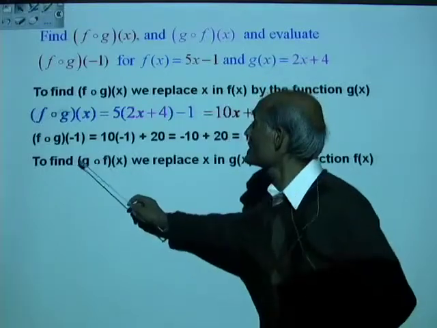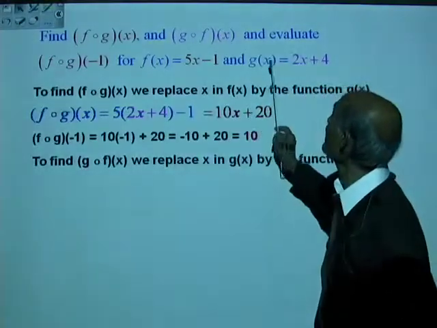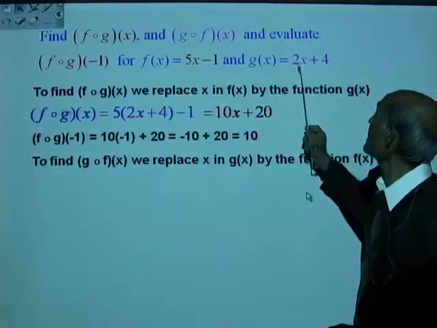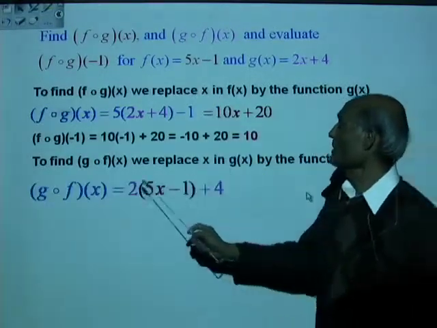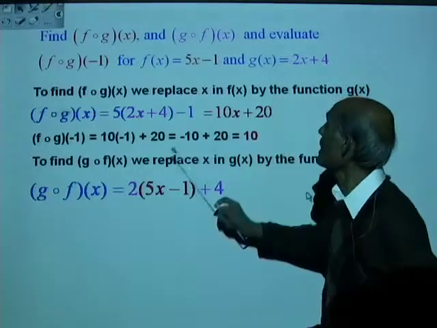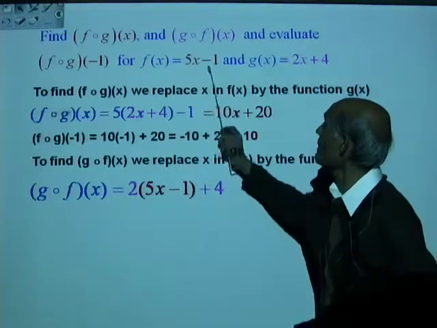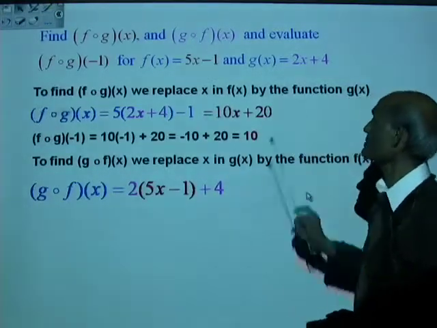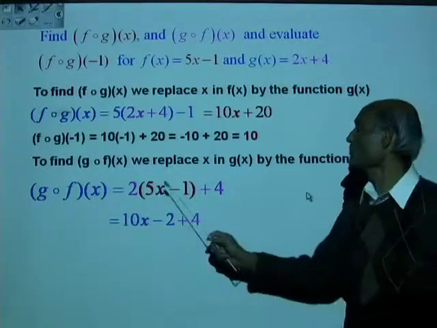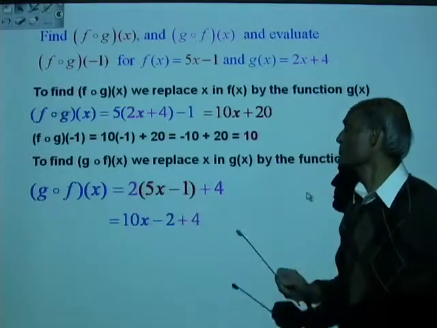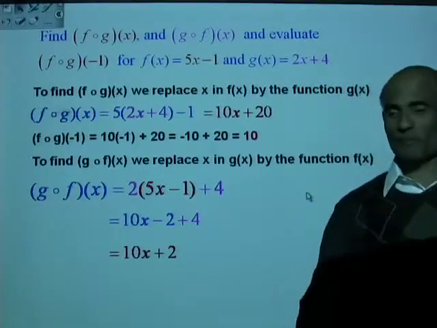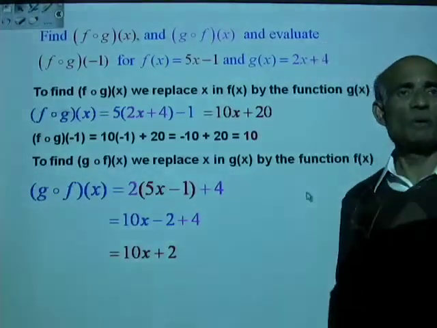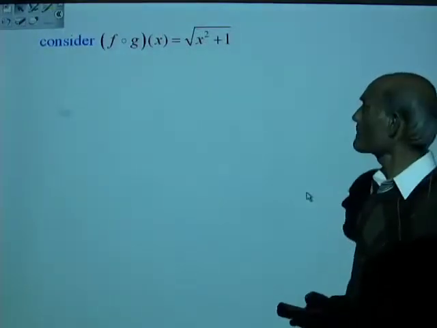And to find g of f of x in the function g, we replace x by f of x. And that gives me 2 times, in place of x, I have 5x minus 1, plus 4. And that will be 10x minus 2 plus 4. That is 10x plus 2. Well, these were rather very simple exercises.